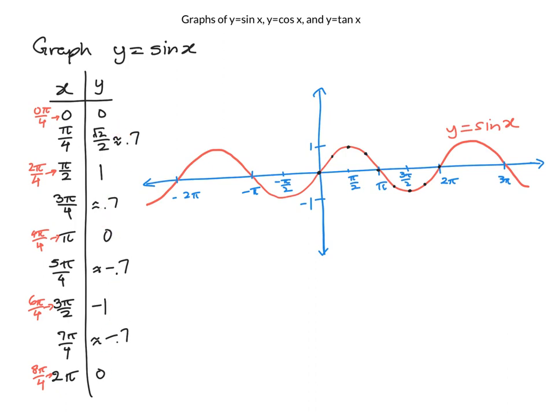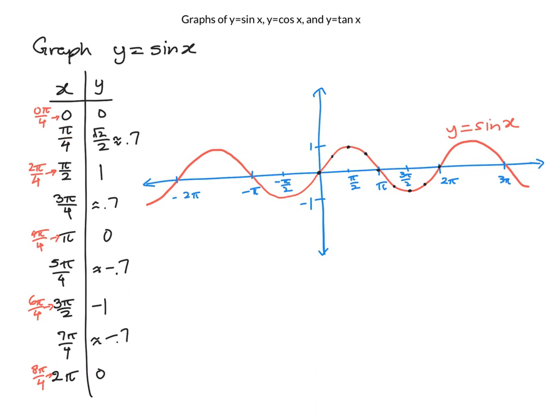And I have 0, 0.71, 1, 0.70, 0, negative 0.7, negative 1, negative 0.70, and then it'll start again and do the same list again. And so in black here, I have plotted these points. That's 0, 0. Sorry, that's pi over 4 and about 0.7. That's pi over 2 and about 1. That's 3 pi over 4 and about 0.7. That's pi, 0, etc.